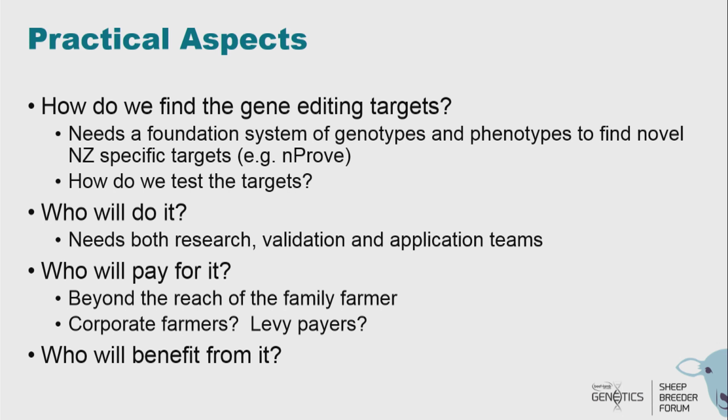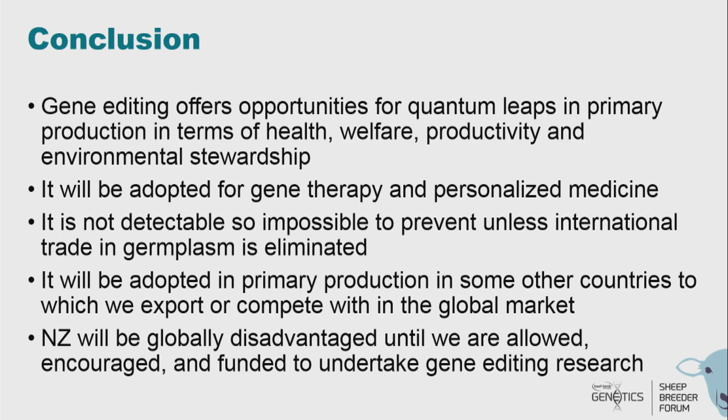There's a question about who will do it. There's a question about who will pay for it. It's beyond the reach of the family farmer to do it, both in terms of the cash and in terms of the ideas. There are some risks associated with testing it and validating it, and there's a question about who will benefit from it.